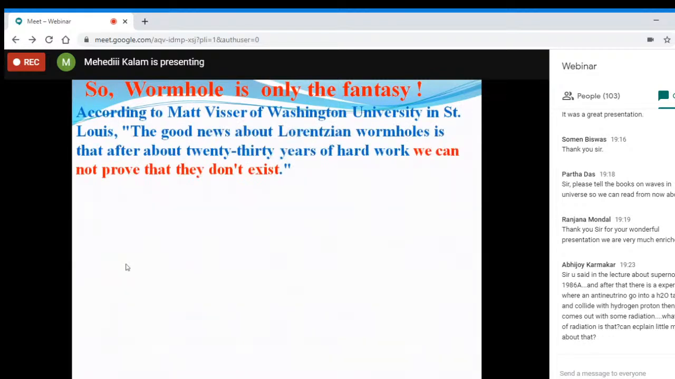According to Matt Visser of Washington University, now at Victoria University, New Zealand, the good news about the Lorentzian wormhole is that after about 20 to 30 years of hard work, we cannot prove that they don't exist. Because this wormhole has a strong background in the general theory of relativity. It comes from the solution of the general theory of relativity. So it has a strong background.